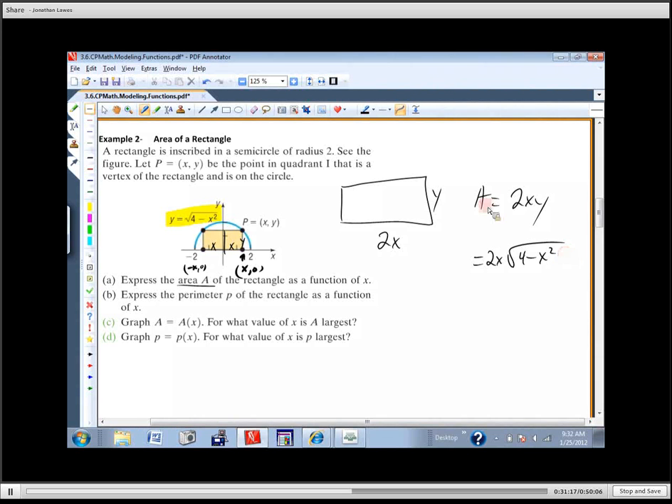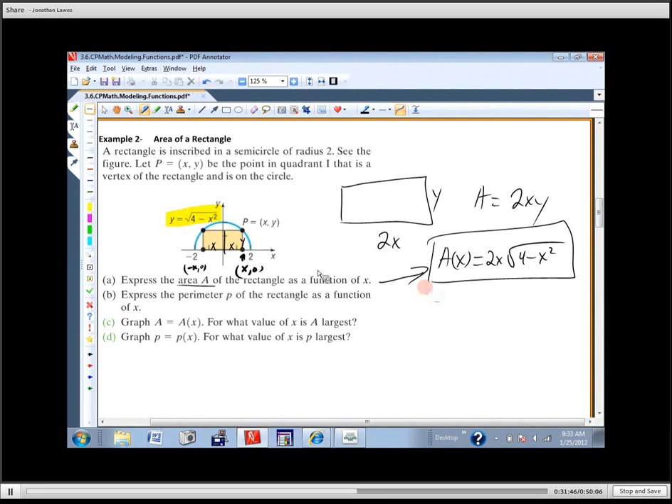And then I'm going to change this A from just a plain old A to A of x, because now this will tell me what the area is if I just plug in an x. I don't need to worry about finding y or anything like that. This does it for us. That is the answer to the first question. Once you have that, the rest of the problem is relatively easy. Any questions?